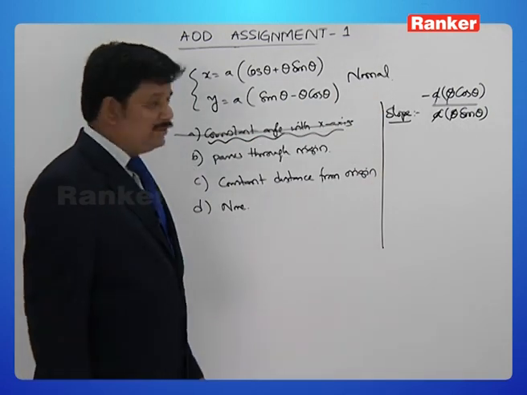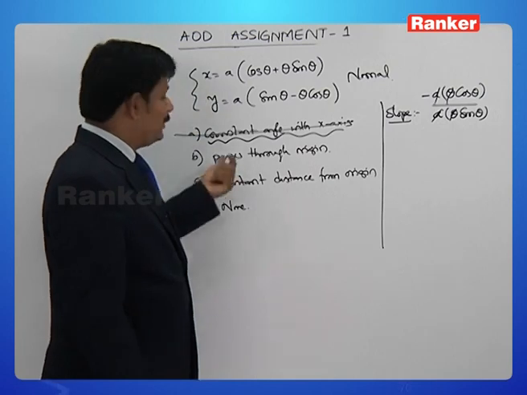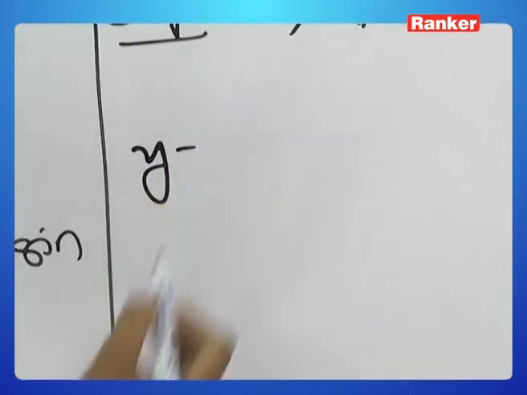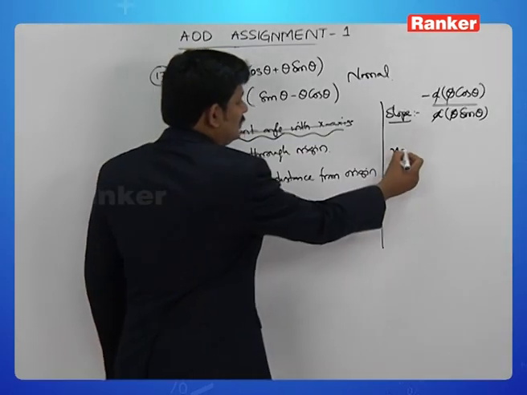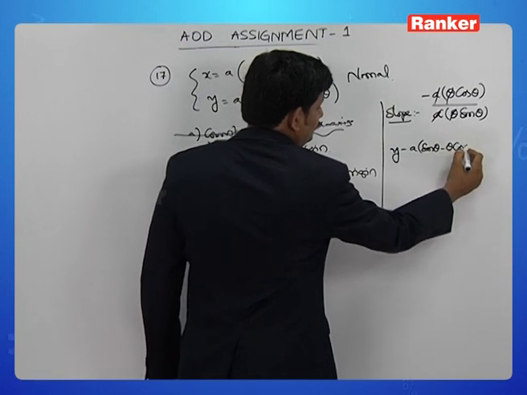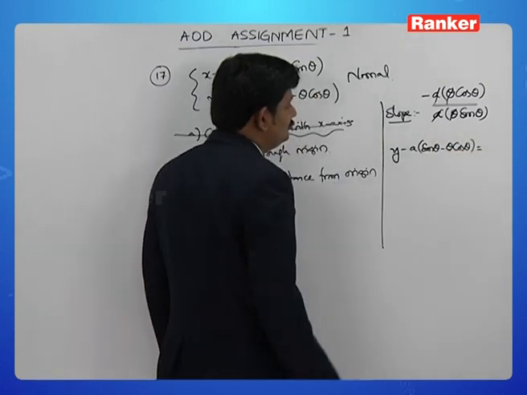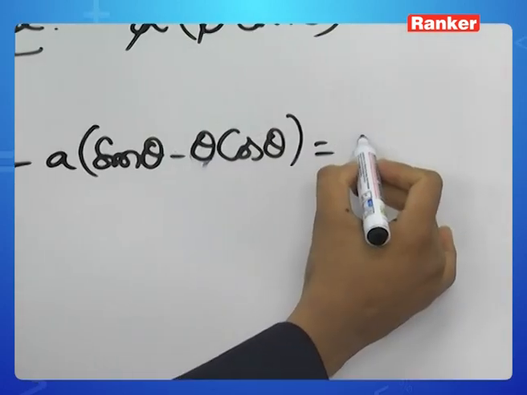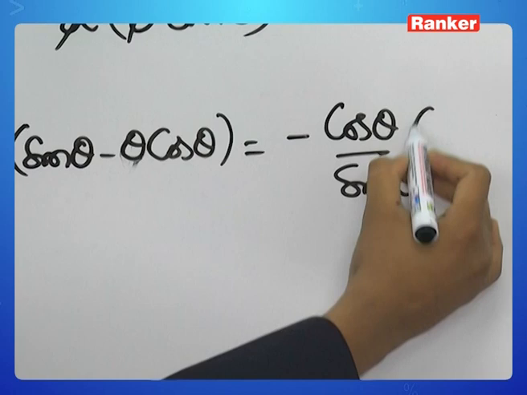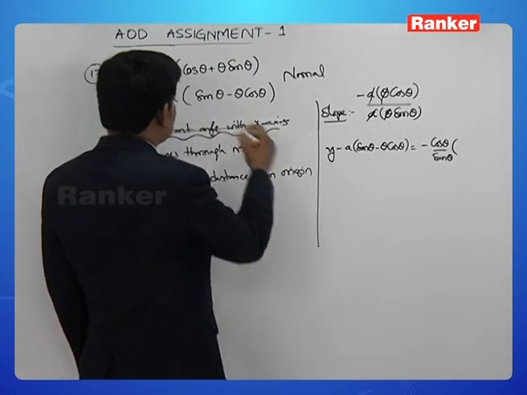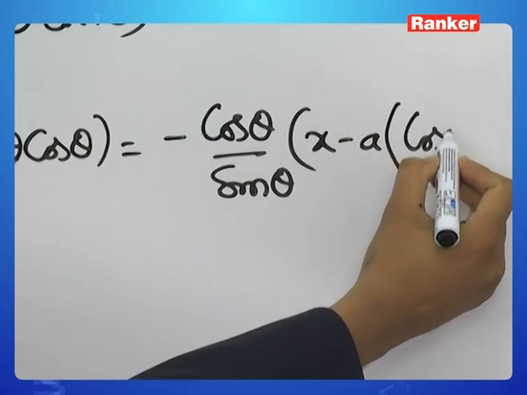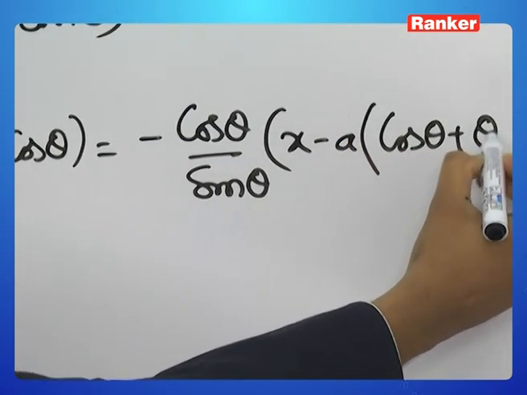Now, let us find the equation and see whether it passes through origin or not. The equation is given by y minus y1, where y1 is a into sin theta minus theta cos theta, equal to the slope, minus cot theta, into x minus x1, which is x minus a into cos theta plus theta sin theta.